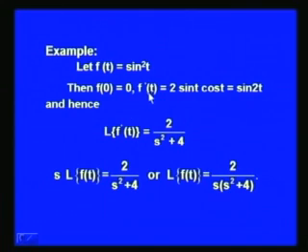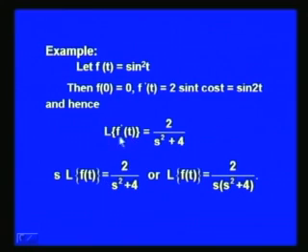Now, the Laplace transform of f'(t) we can directly write using the known results. We know that the Laplace transform of sin at is a upon s squared plus a squared. So, the Laplace transform of f'(t) will be equal to 2 over s squared plus 4. Now, the Laplace transform of f'(t) is equal to s into the Laplace transform of f(t) minus f(0), but f(0) is 0.